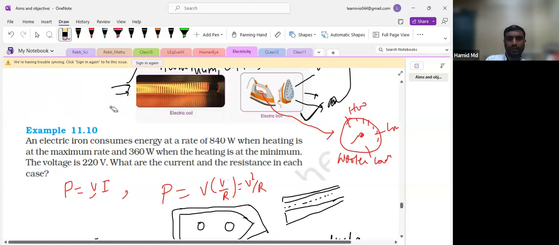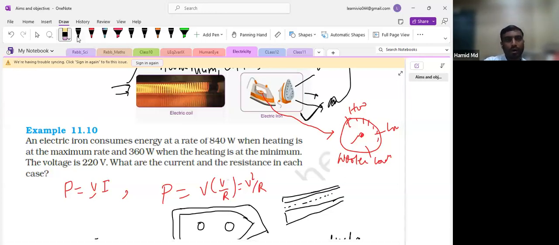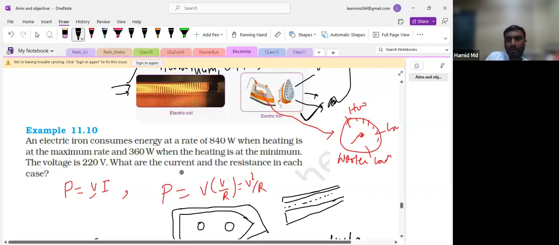Yes, sir, 3.81. 3.81, right. So how will we get the 3.81? We have to find the current. Tejasvi, what about you? And Shoaib, what about you?